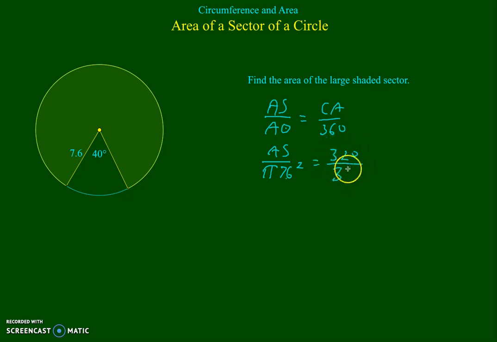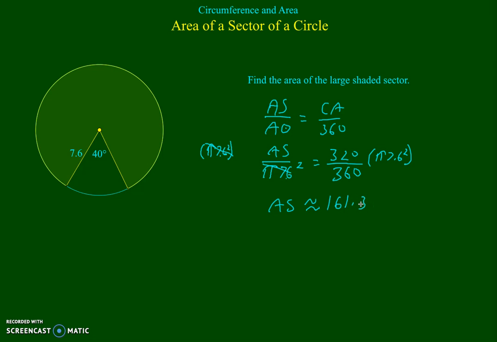divided by 360. And then all we have to do is multiply both sides by pi 7.6 squared. That cancels that out. Multiply by pi 7.6 squared. And area of our sector is approximately, put in the calculator, 161.3.